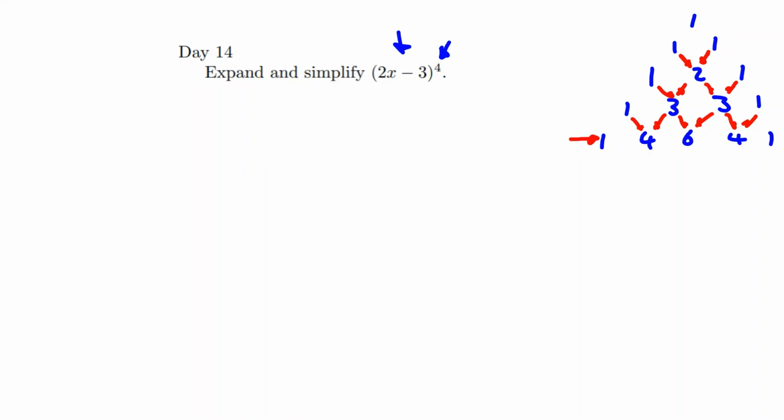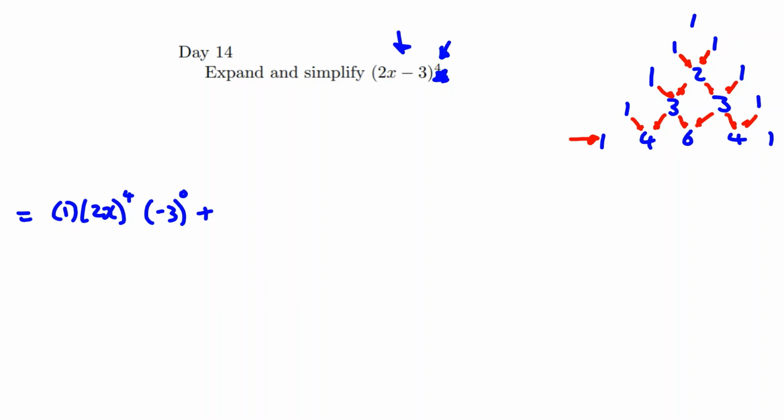What we're going to do is take our coefficient, multiply by the first thing to the power up here, and multiply it by our second thing to the power of 0. Now, if you notice, 4 plus 0 is going to give us this 4 we got here, and all of our powers, if you add them together, will give us 4.